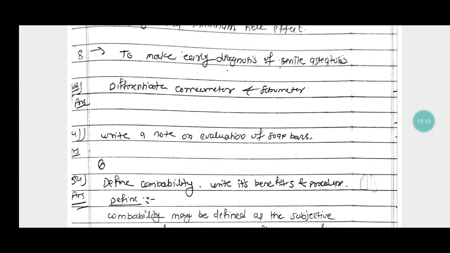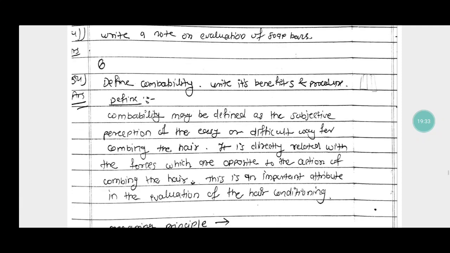And the next question: differentiate between the corneometer and the sebometer. So you have to refer back for the differentiation of the corneometer and sebometer, which I have already discussed. And write a note on the evaluation of hair combability: define combability, write its benefits and procedure.